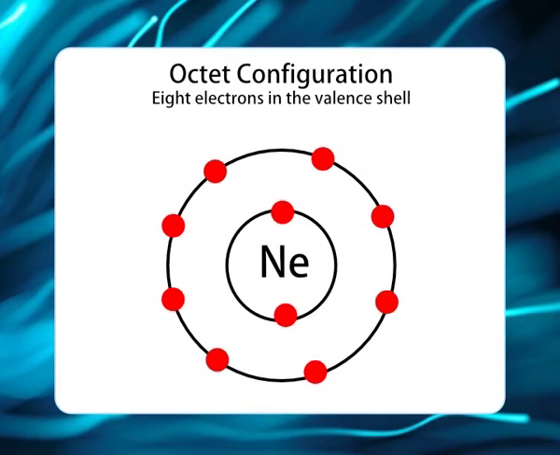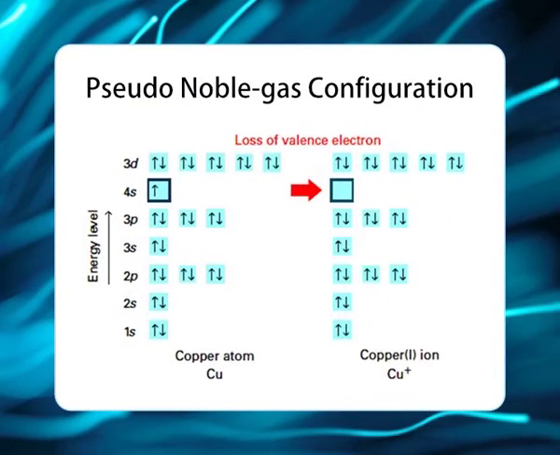The cations with 8 electrons in the outer shell, that is octet configuration, are highly stable and hence are formed readily. Whereas cations with 18 electrons in outer shell, that is pseudo-inert gas configuration, are comparatively less stable and hence are not formed easily.